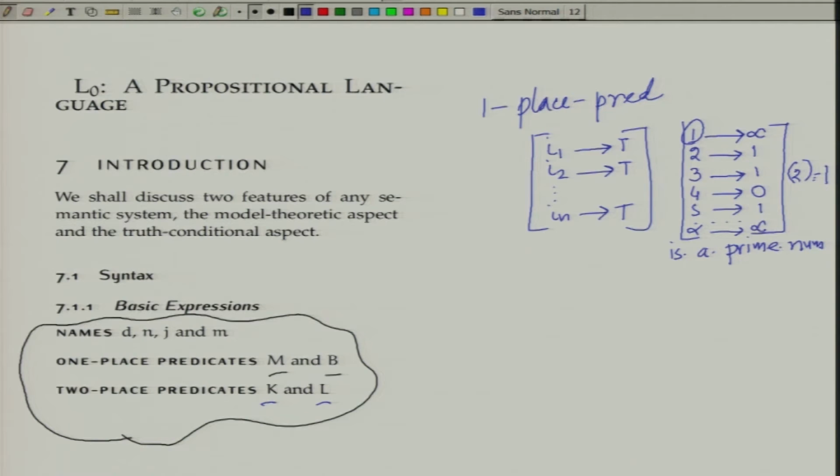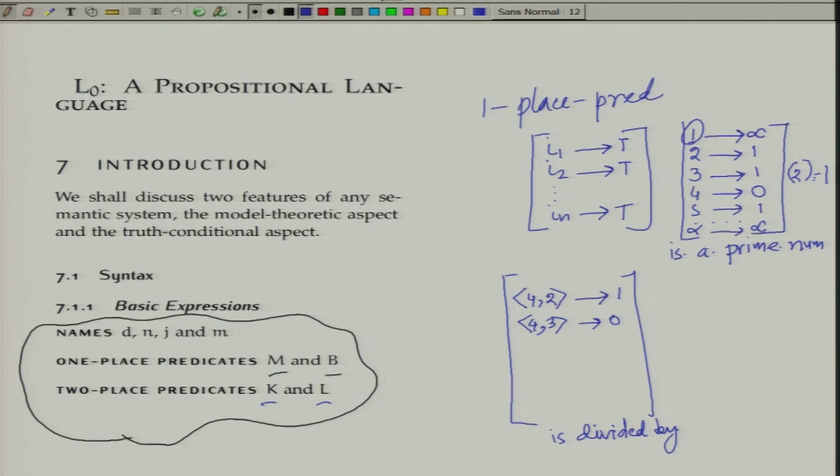And what is the two place predicate? Something like x divides y. So, is a divisor of is a two place predicate, because it will look like this. Among other things, for 4 and 2 it will be mapped to 1, but for 4 and 3 it will be mapped to 0, because 3 does not divide 4. So, it is like the is divided by function.